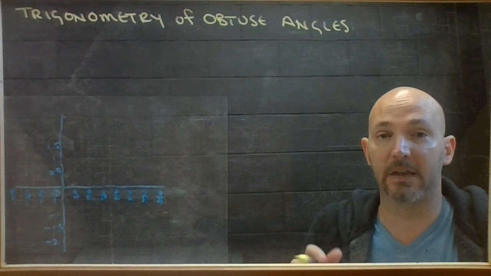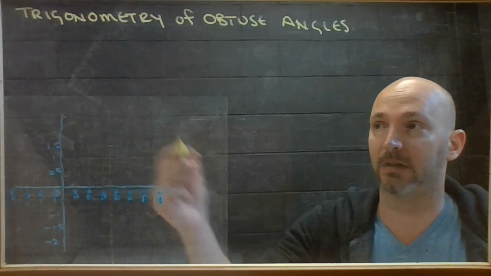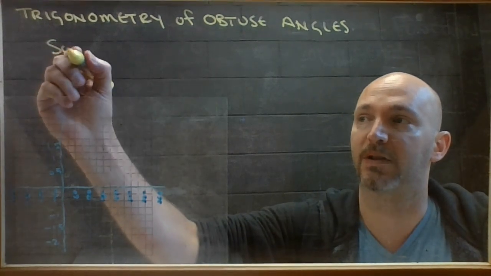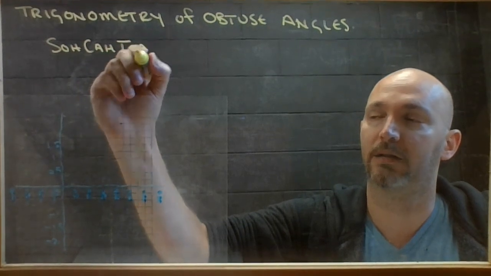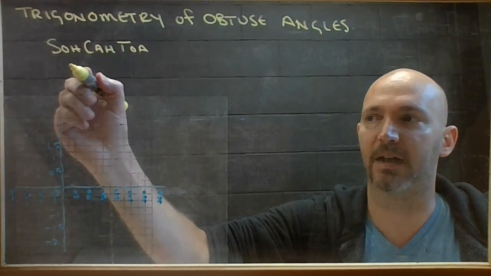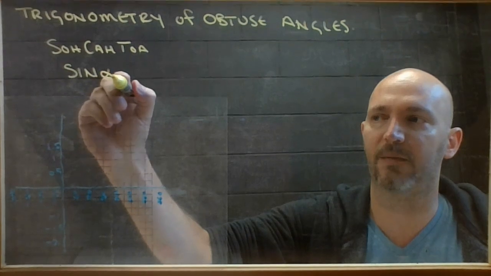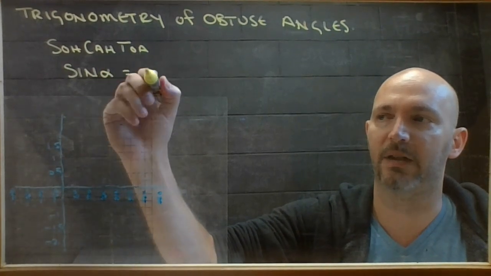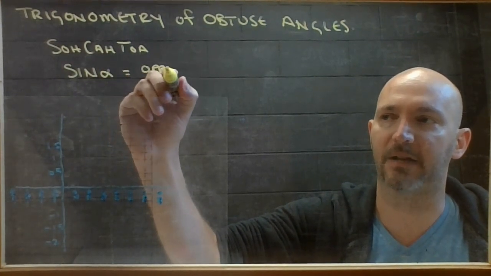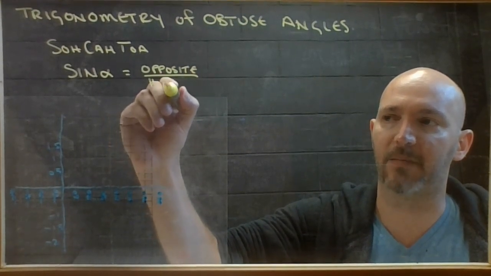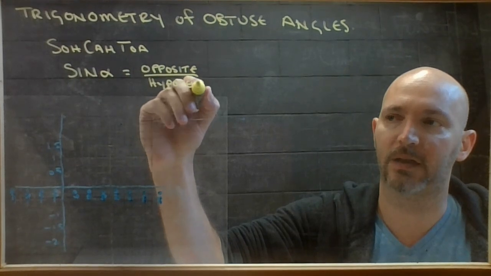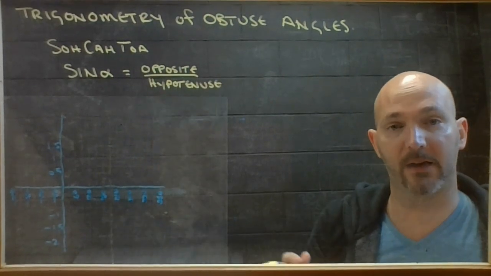You worked with the sine function quite a bit. If you remember SOHCAHTOA, our definition of sine was that the sine ratio of some angle is the length of the opposite side divided by the length of the hypotenuse in a right angled triangle.